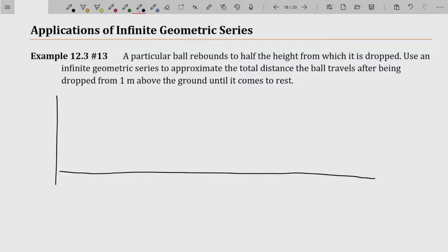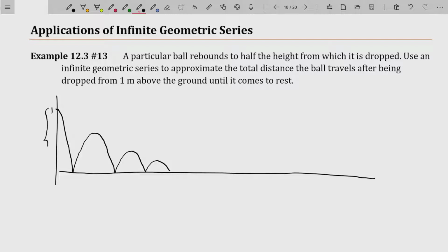The visual is like this. It's dropped from 1 meter, boom, and it goes up to half its original height. Boom, and it goes up to half that height. Boom, and it goes up to half that height, and so on and so forth. And it does that forever. And we're being asked to find the sum of all these distances.